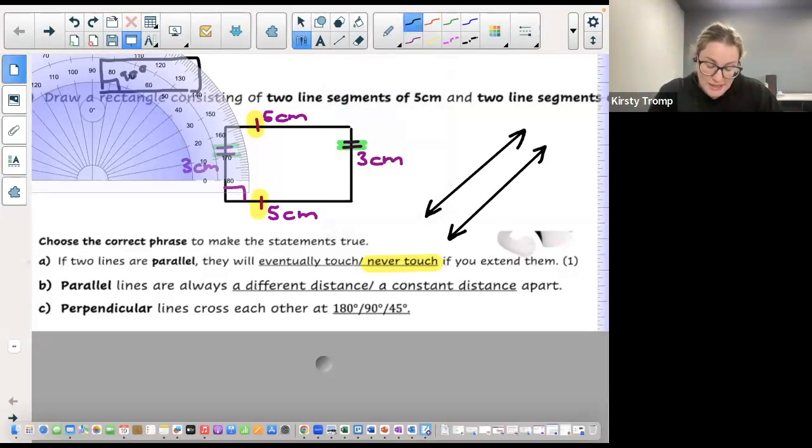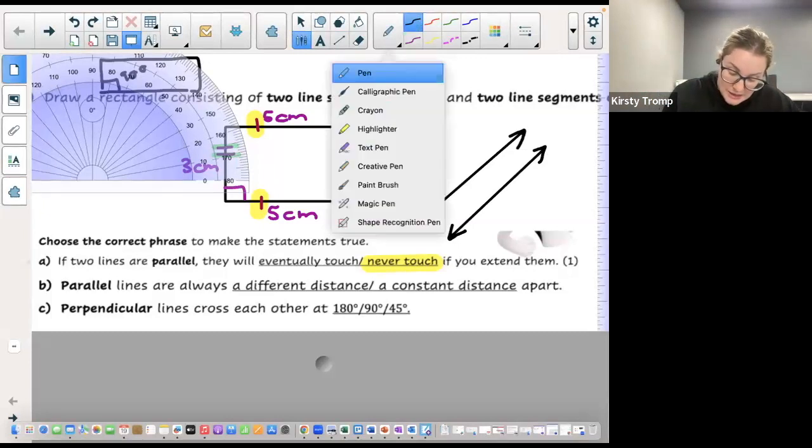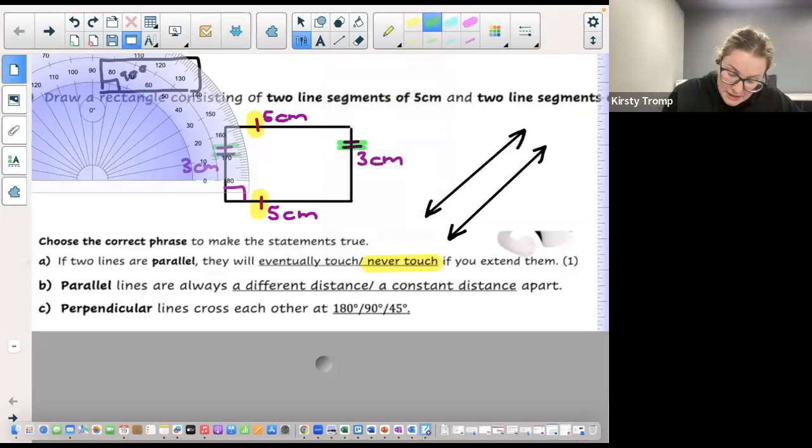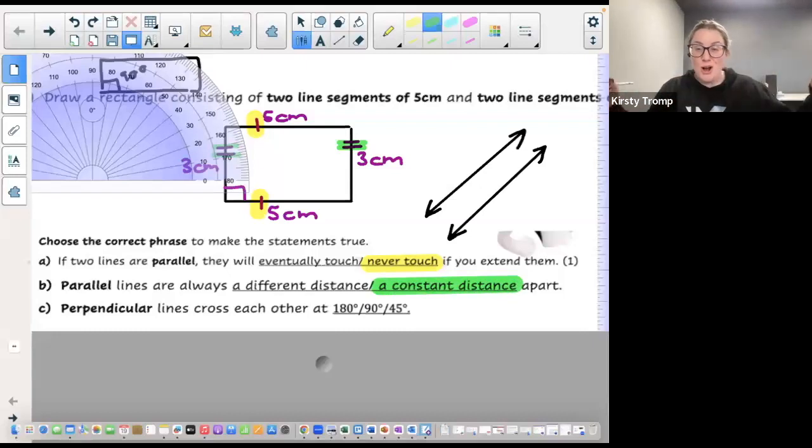All right, B. Parallel lines are always going to be a what? We just said they're always going to be a constant distance apart. The distance that they're apart is always going to be the same distance forever and ever. Constant is a fancy maths way of saying same. Constant means the same.